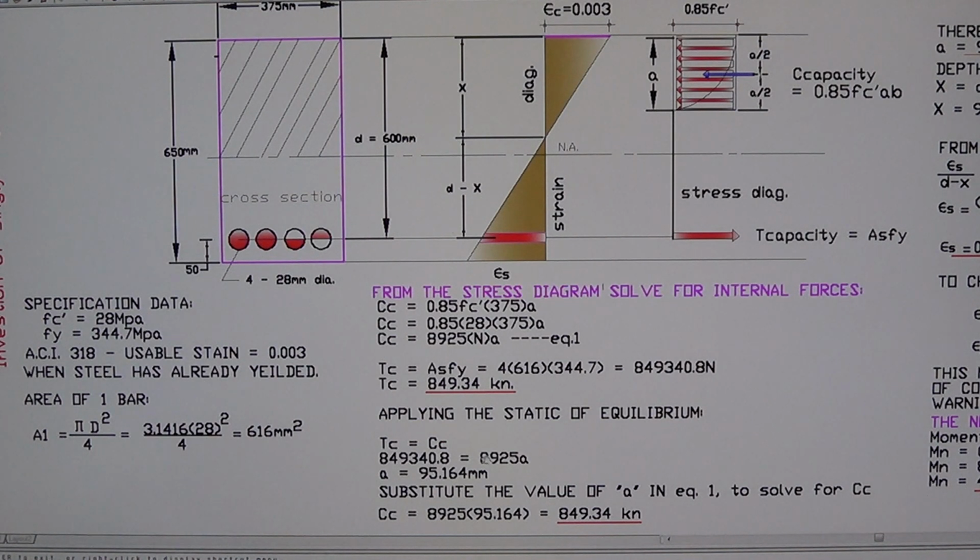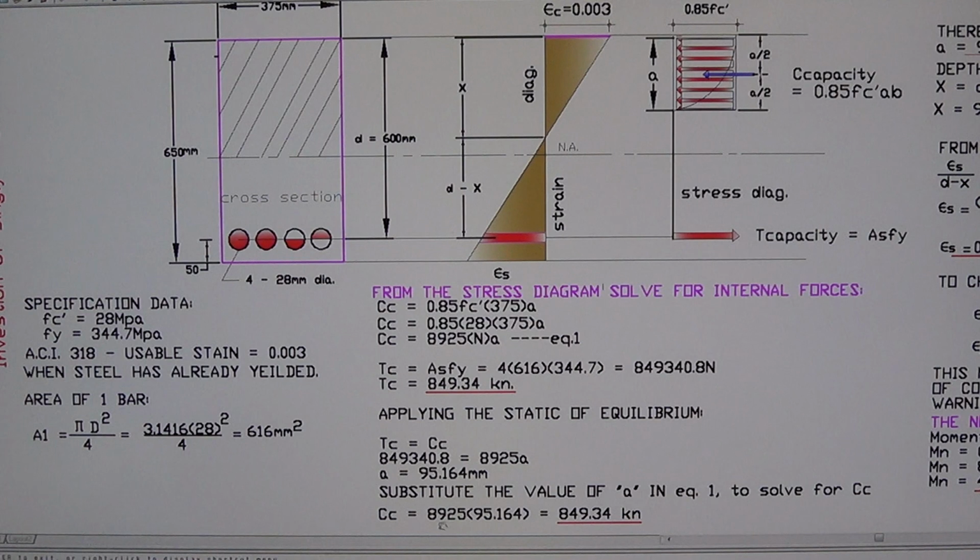You divide tension by the compression, 8925, and you get A equal to 95.164 millimeter. So now we have the depth of the stress block, which is 95.164 millimeter. Now we can solve for the compression force carried by concrete. Substitute the value of A in equation 1 to solve for the compression capacity.